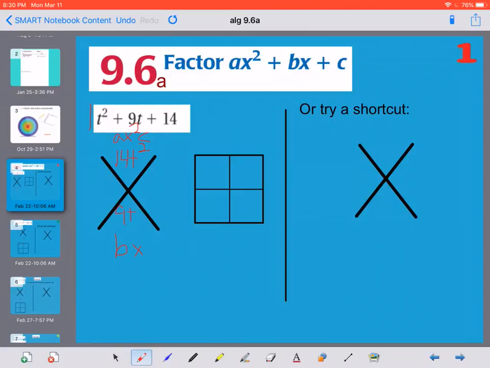So now we need to figure out which numbers factor out of 14. So I know I have 1 and 14. I know I have 2 and 7. So what numbers of those add up to 9? Well, I know that 2 and 7 do. So we have 2x and 7x, or 2t and 7t.